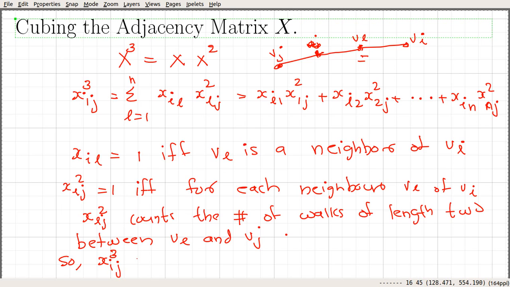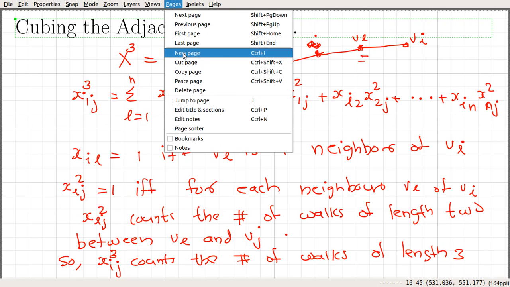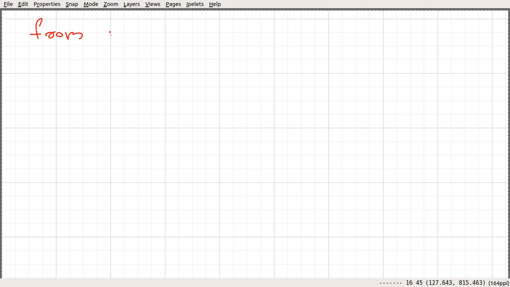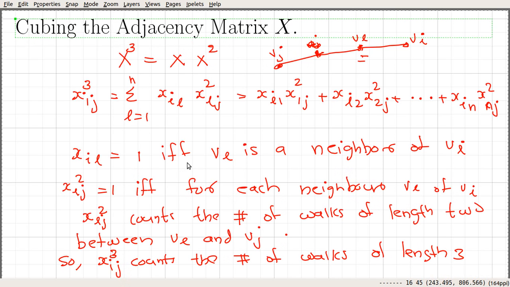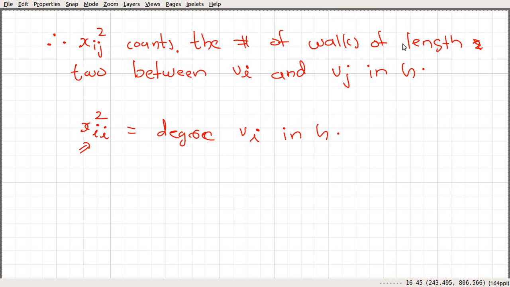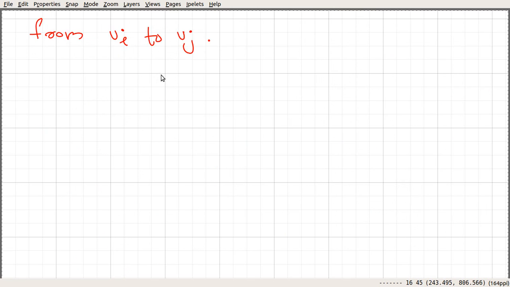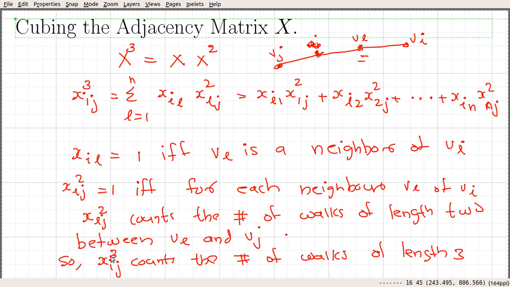So xij³ counts the number of walks of length 3 from Vi to Vj. It is similar to the square case: xij² counts the number of walks of length 2, and here xij³ counts the number of walks of length 3. Similarly, xij to the k, for an arbitrary k, corresponds to the number of walks of length k. Anyway, we will prove that in a future video. So here xij³ counts the number of walks of length 3.